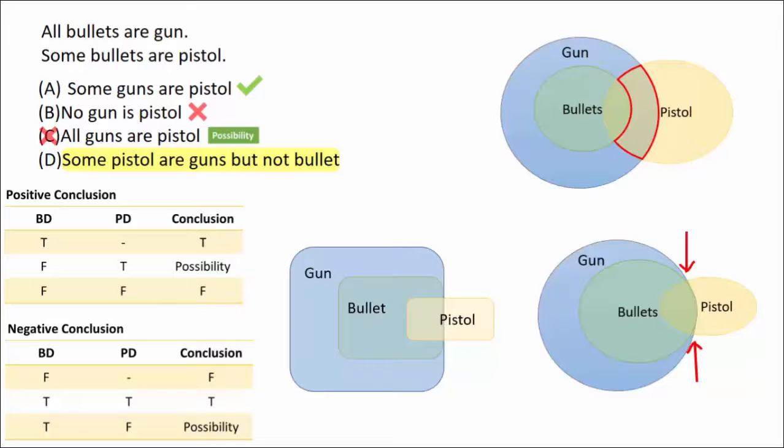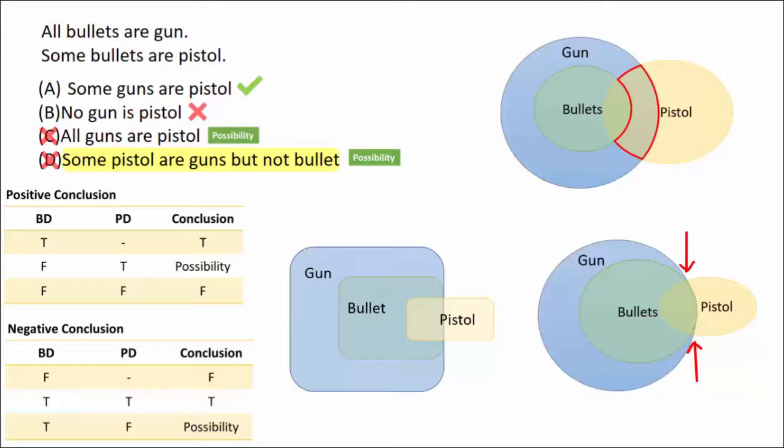From this diagram, we can say that D does not follow. Yes, it's a possibility, but it is not a definite conclusion. Finally, the correct answer for this question is option A. So for questions in which conclusions talk about possibilities, in such questions we will draw possible diagrams.